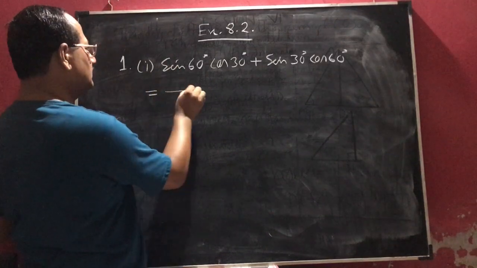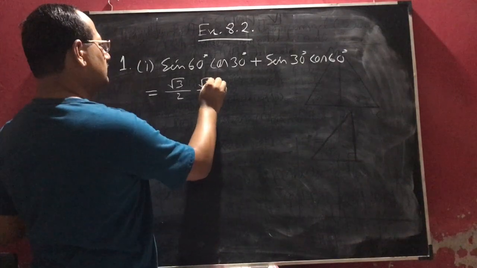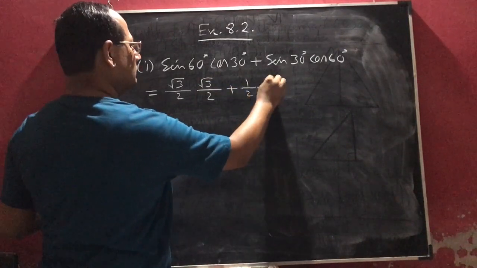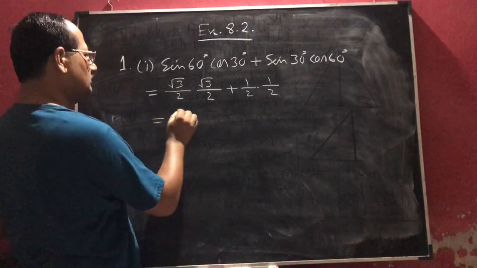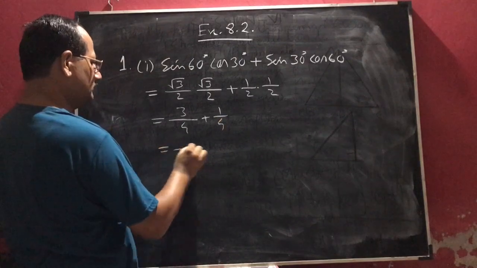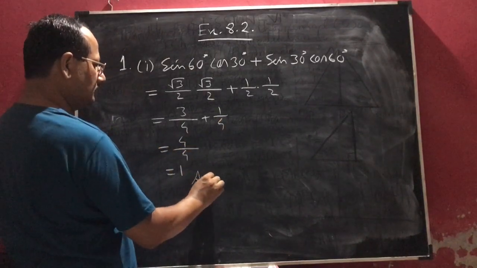So what is sine 60 degree? That is equal to root 3 by 2. Cos 30 degree is root 3 by 2, from the table. Plus half into half. That is 3 by 4 plus 1 by 4, this is 4 by 4, that is equal to 1. This is the answer.